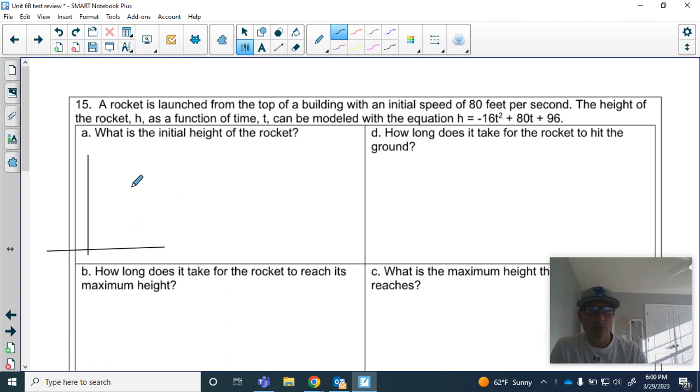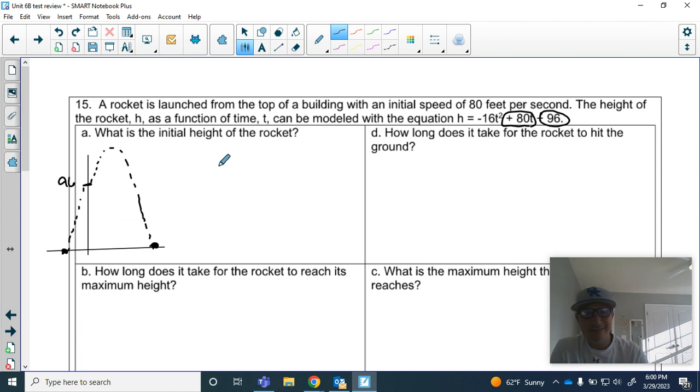All right, so we're going to kind of sketch this and see what it looks like. What is our y-intercept? Well, that's going to be 96 because that's our c value. It's going to go up in the air and then it comes down. And I know it goes up in the air because it has a positive b value. And then it comes down and hits the ground. Here's the ground right here. The other x-intercept is going to be a negative somewhere.